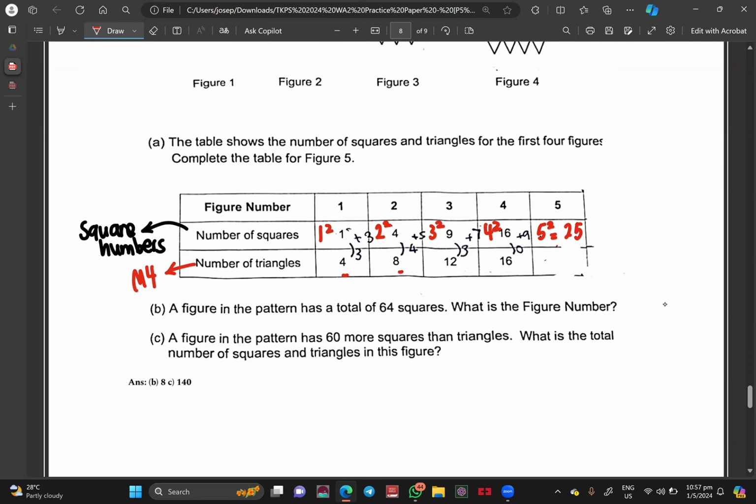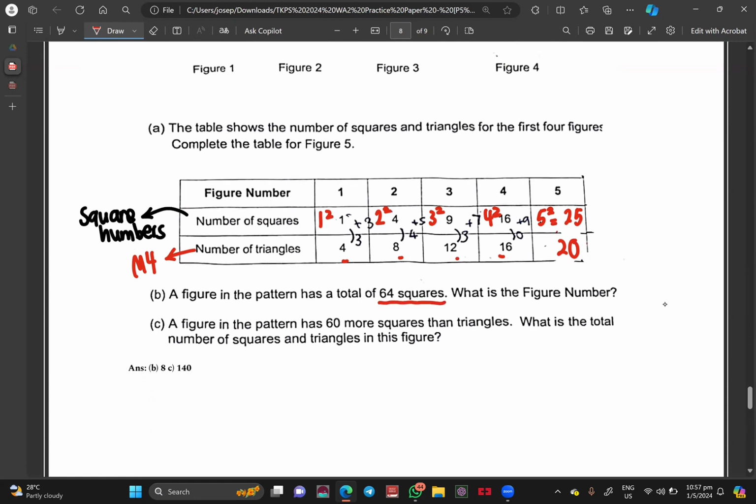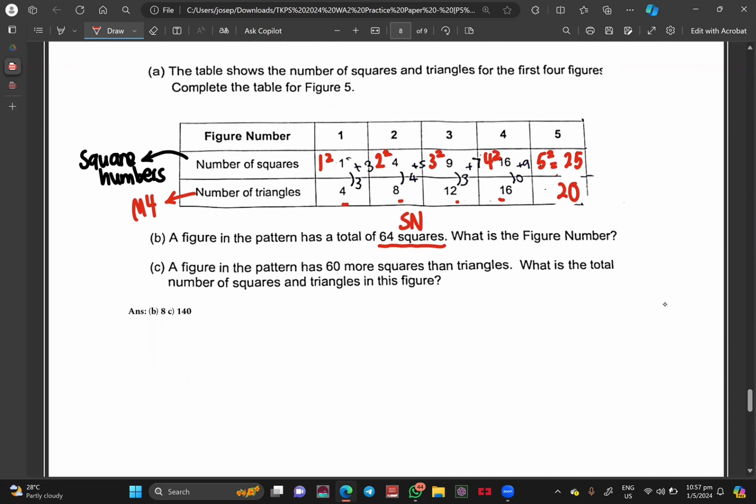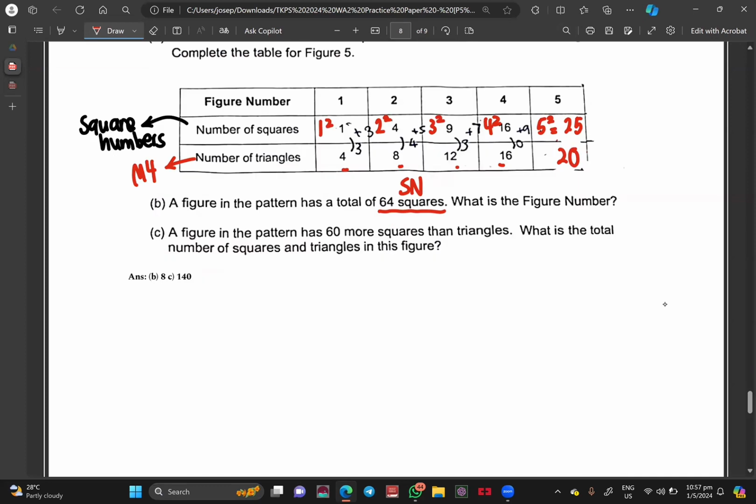4, 8, 12, 16. So therefore over here has to be 20. Okay? So the question says the figure in the pattern has a total of 64 squares. Now, when we talk about squares, we are talking about square numbers. In this situation, the pattern that I'm looking at is all square numbers, right? So we are going to ask ourselves what times what is equal to 64.